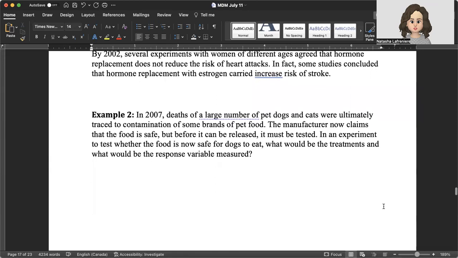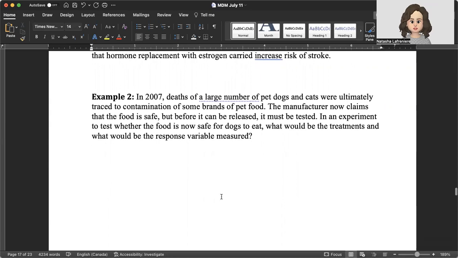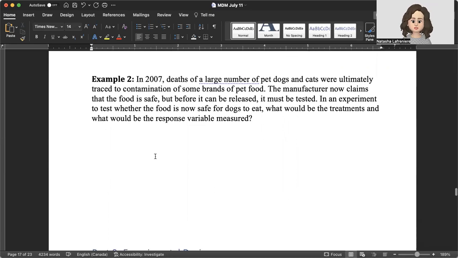So example 2: in 2007, deaths of a large number of pet dogs and cats were ultimately traced to contamination of some brands of pet food. The manufacturer now claims that the food is safe, but before it can be released, it must be tested. In an experiment to test whether the food is now safe for dogs to eat, what would be the treatments and what would be the response variables?